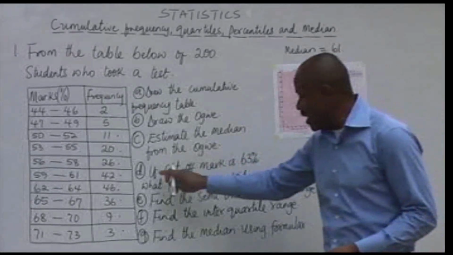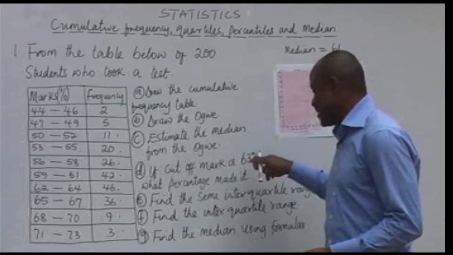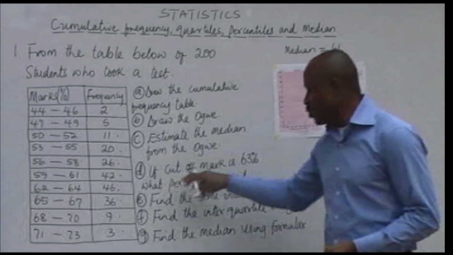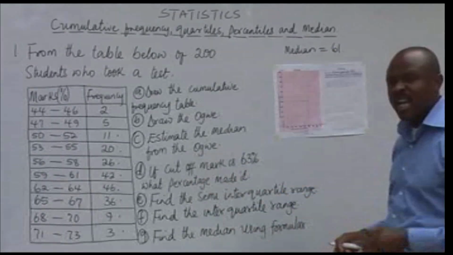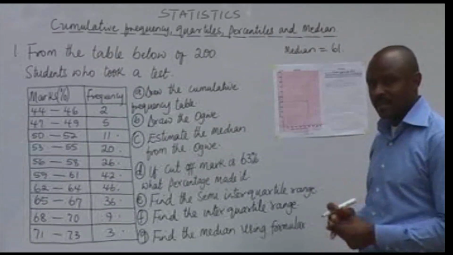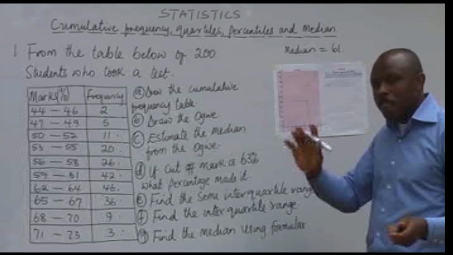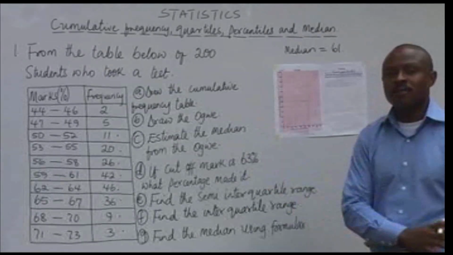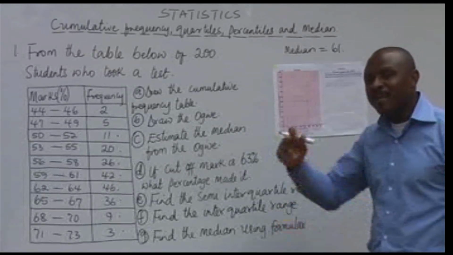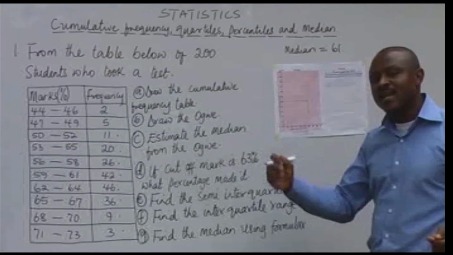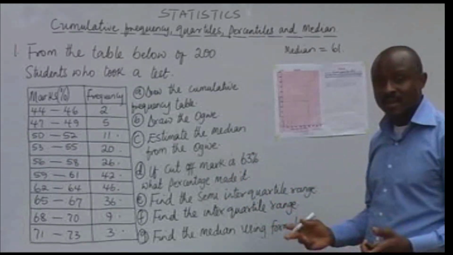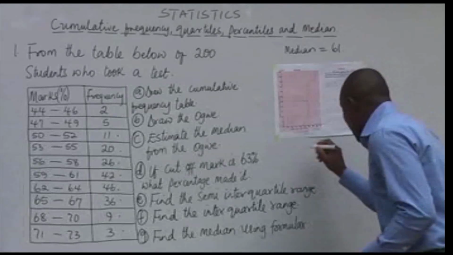Question number D said if the cutoff mark is 63%, what percentage made it? If the cutoff mark is 63%, that means 63% are cut off. They didn't make it. It is very simple. The remaining percent, the remaining number that completes 100%, made it. That will take us to our D.